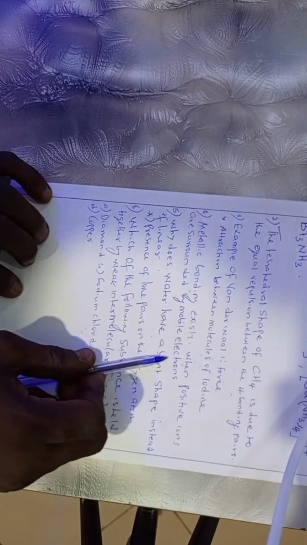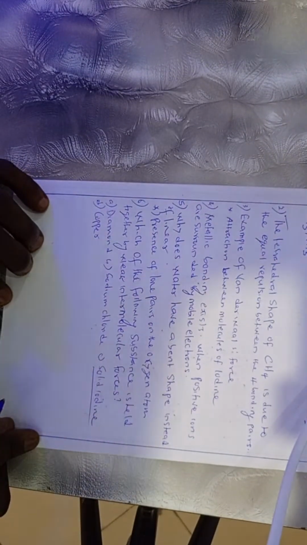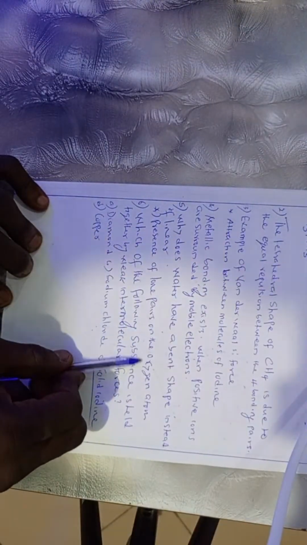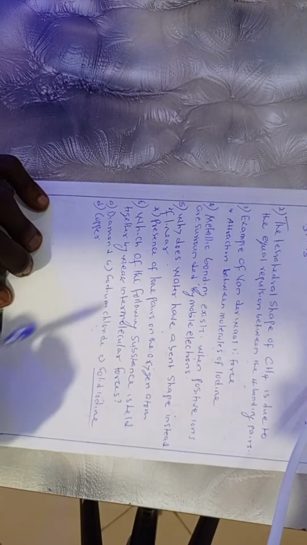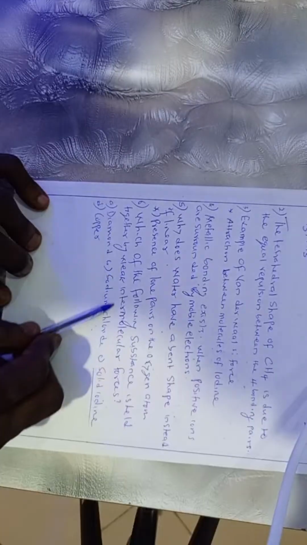Another point, you might be asked, why does water have a bent shape instead of a linear shape? We talked about that today. So water has a bent shape instead of a linear shape because of the presence of lone pairs on the oxygen atom. Now, the last point is, which of the following substances is held together by weak intermolecular forces?